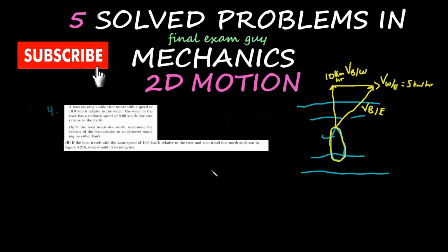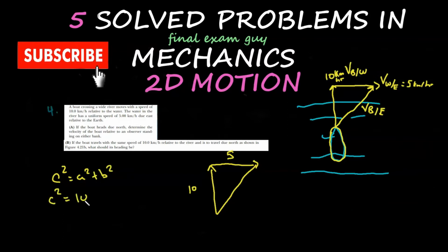We got our vector triangle. We know that this is the 10 kilometers velocity vector. Fortunately, the water is going due east with respect to Earth, and this is 5. So all we got to do is Pythagoras' theorem. So c squared equals a squared plus b squared. So c squared equals 10 squared, which is 100, plus 25. c squared is equal to 125. So c is equal to 11.2 kilometers an hour.